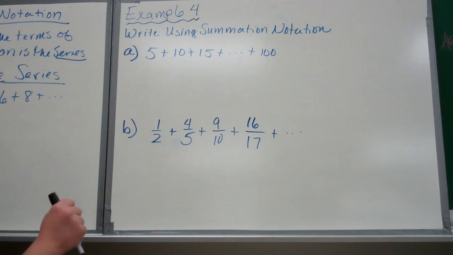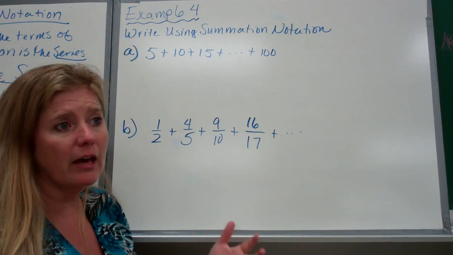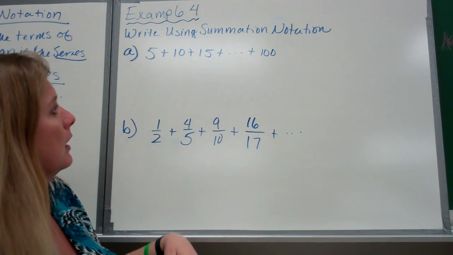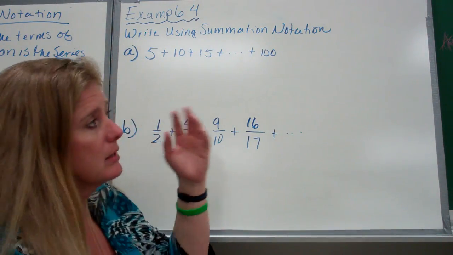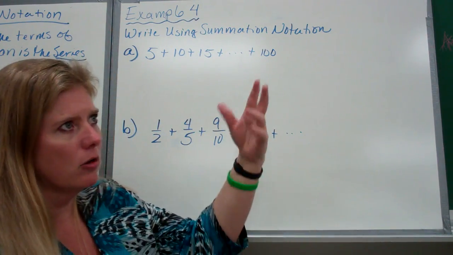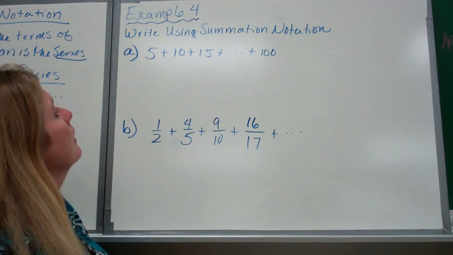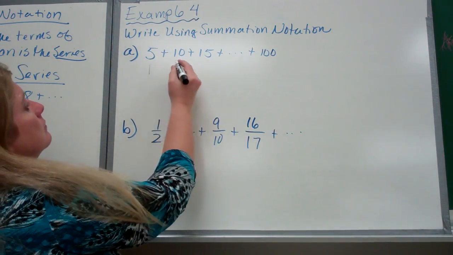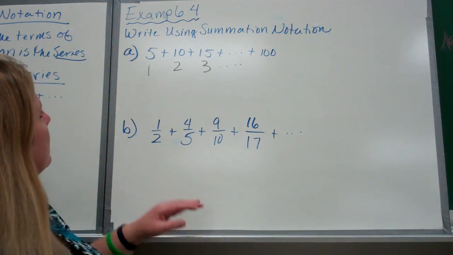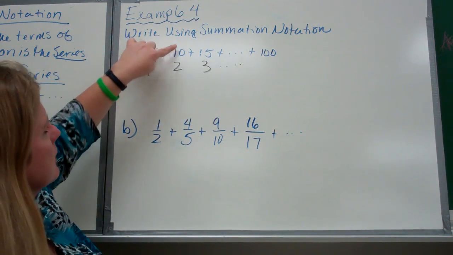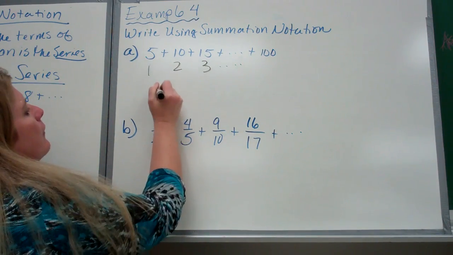Okay, writing using summation notation, the first thing you have to do is find the function rule. And the variable you use doesn't have to be i like it was in those last two. It doesn't have to be n. You can use x or k or b or z or whatever you want to use. Okay? First of all, let's look at this. We've got 1, 2, 3, and 1 to 5, 2 to 10, 3 to 15. Hopefully you see it. But 5 times n.